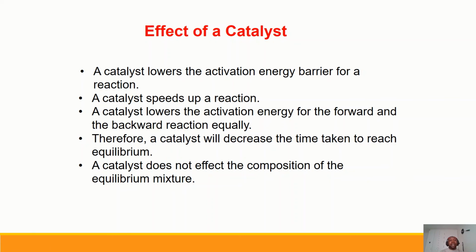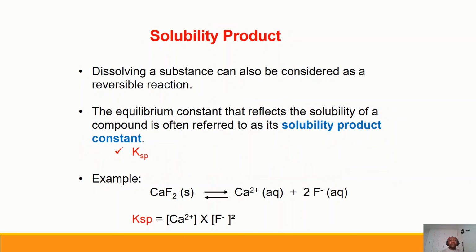Then catalyst. The catalyst will lower the activation energy barrier for a reaction. So catalysts generally speed up the rate of reaction. The activation energy for the forward and the backward reaction is lowered equally. Therefore, a catalyst will decrease the time taken to reach equilibrium. A catalyst does not affect the composition of the equilibrium.